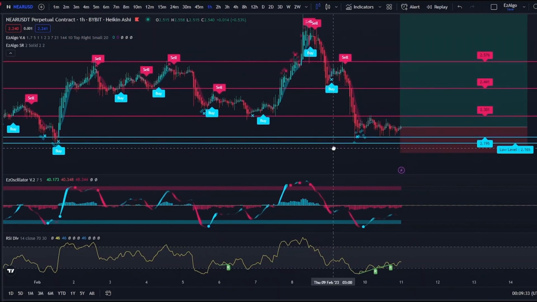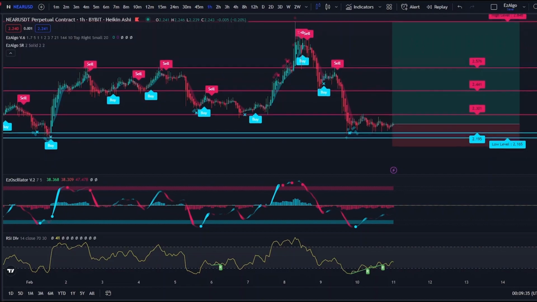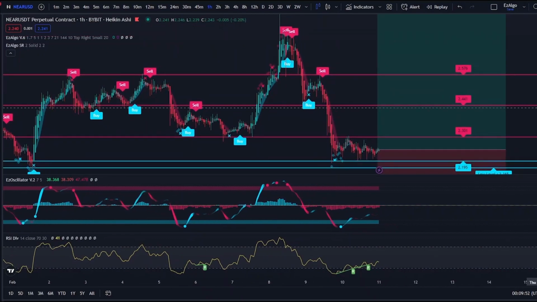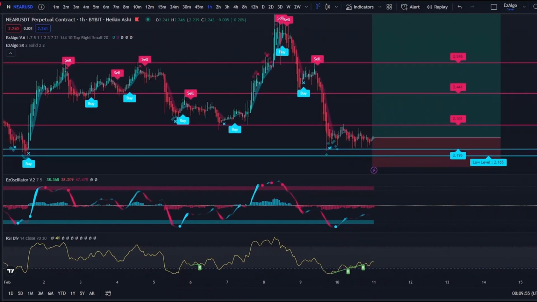And same thing here on NEAR USDT on the 1-hour time frame. You can see the clear bullish divergences on the RSI, and the momentum oscillator is also showing signs of early bullish divergences. So I'm very confident in this trade, and I will check back in with you guys tomorrow or the next day and hopefully give you an update on how this trade goes.